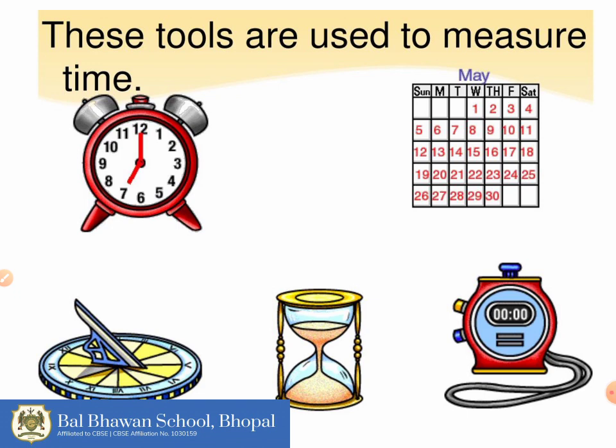There are various tools for measuring time. For example, analog clock, digital clock, a sand clock, stopwatch, calendar. These tools will help us to read the time correctly.